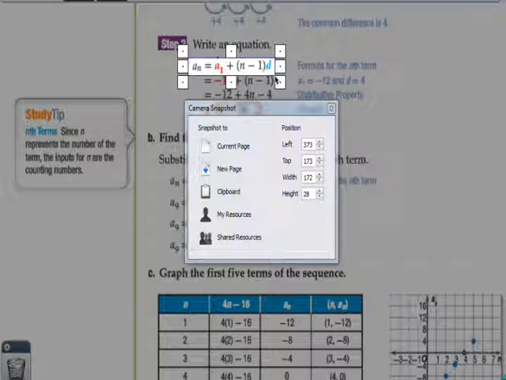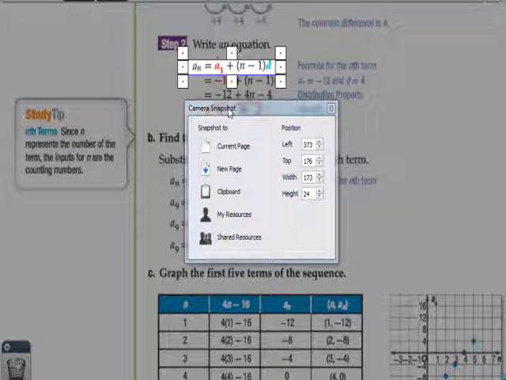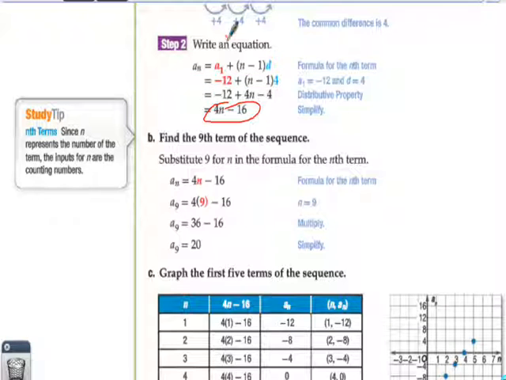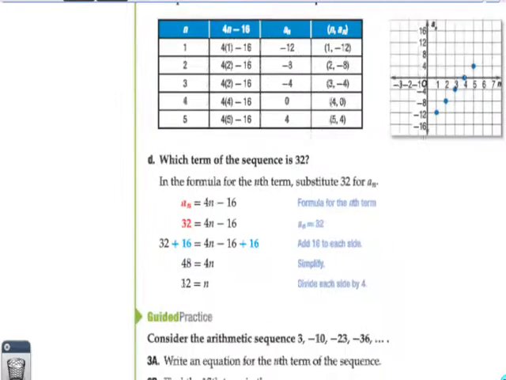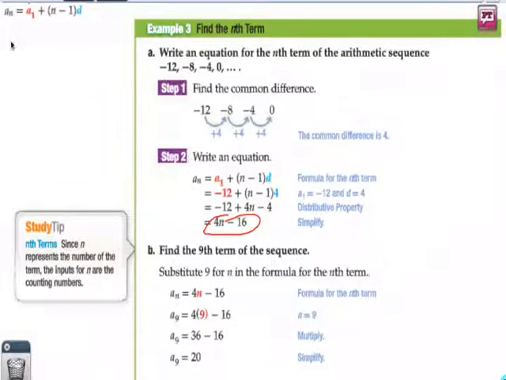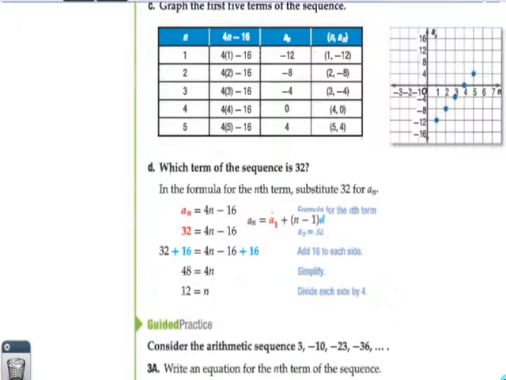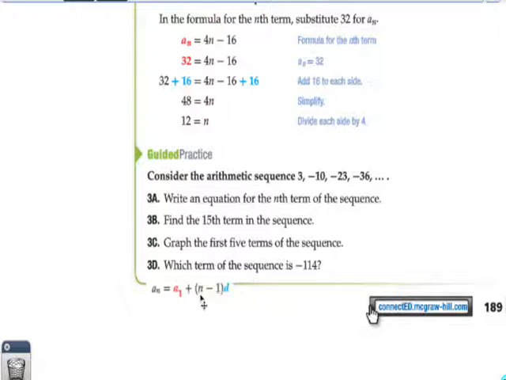Okay, so we're writing this out, and we're going to use this to put in our information. So clipboard and paste. All right. Where did it go? There it is. All right, so we're going to use this as a model. So here's our model. Well, the a sub n is what we don't know.